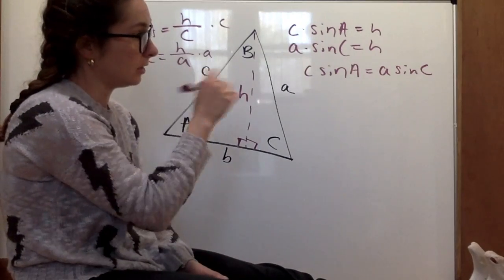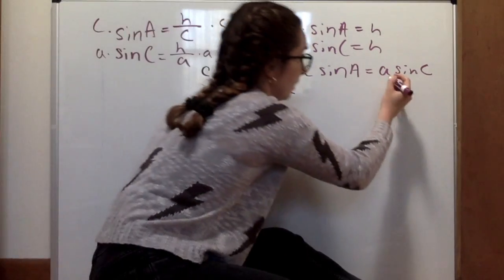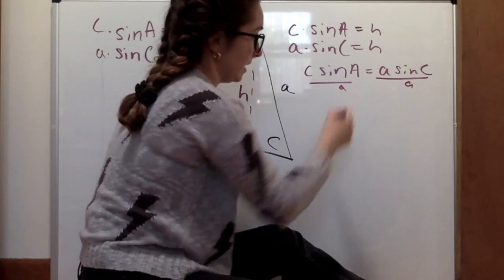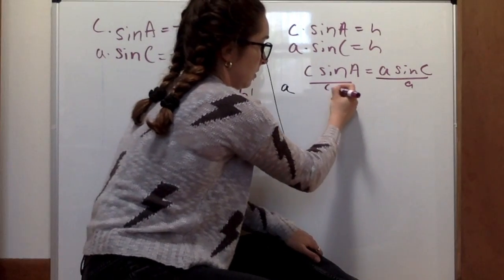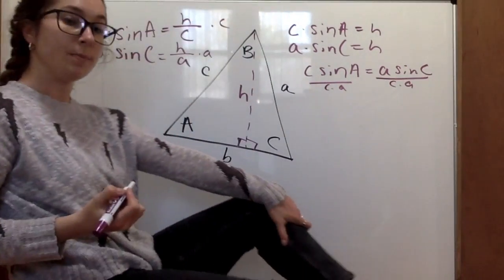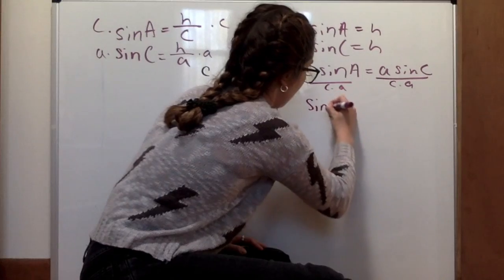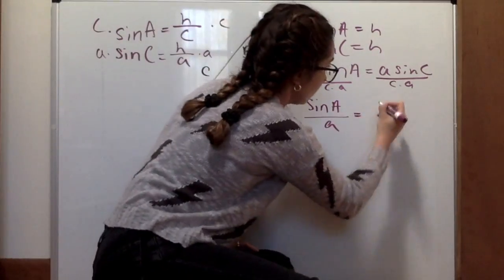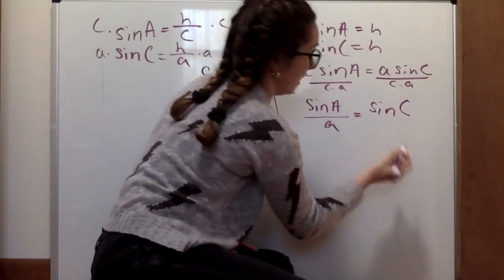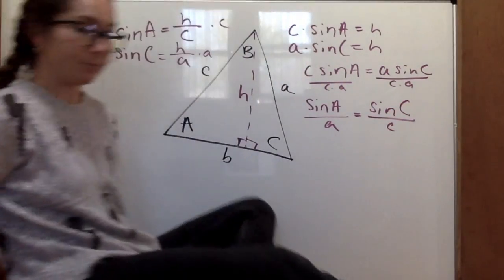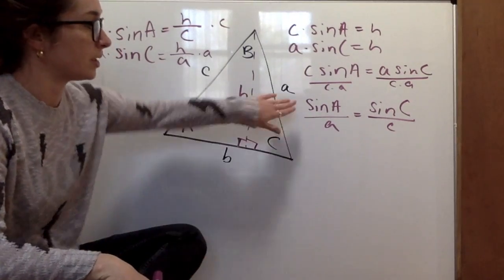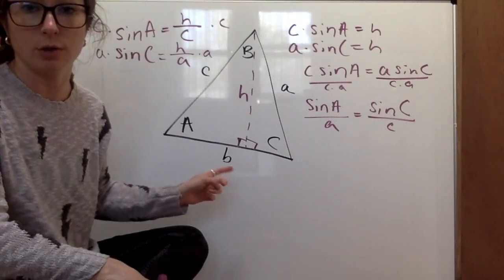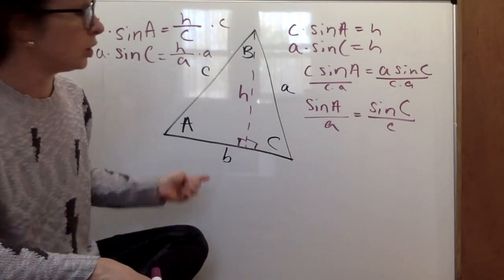And I can actually divide by a, divide by a, and divide by c, divide by c. And I'll get sine of A over side length a is equal to the ratio of sine of angle C over side length c. So sine A over a equals sine C over c. And this is actually going to also be equal to sine B over b.